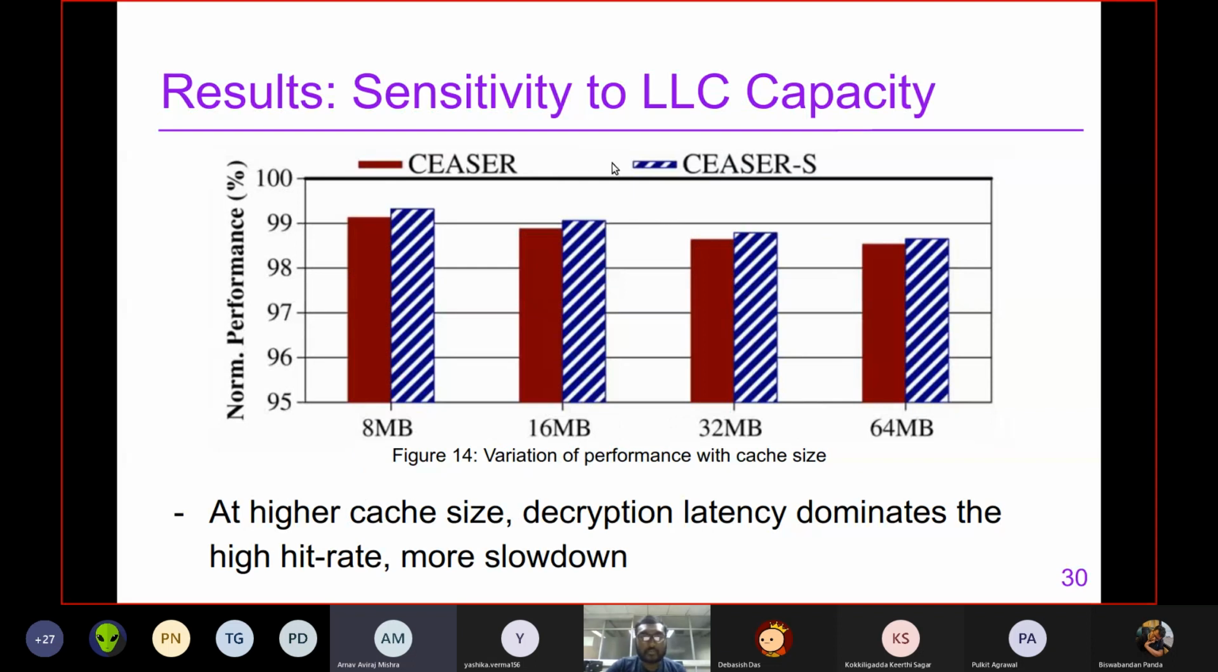Then we see the sensitivity to LLC capacity. If the LLC capacity increases, then the relative performance drop also increases. This is because the encryption and decryption latency of the block cipher is assumed to be 2 cycles, for the implementation they have chosen, and because of that, when the cache size is high, the hit rate will also be high, and the decryption latency dominates this high hit rate. That's why the slowdown is more where the cache size is more.